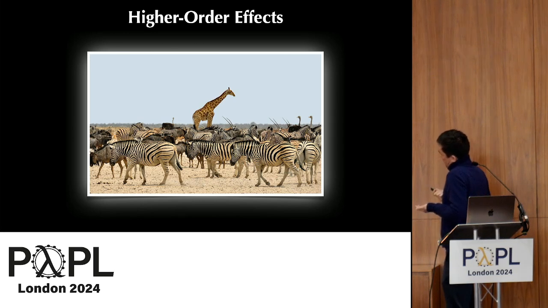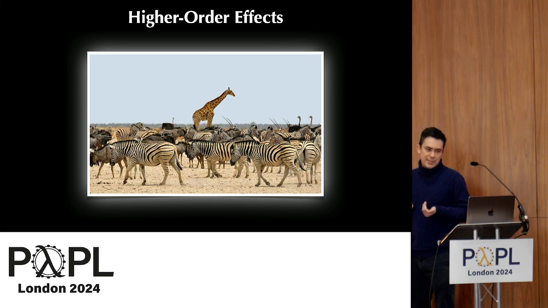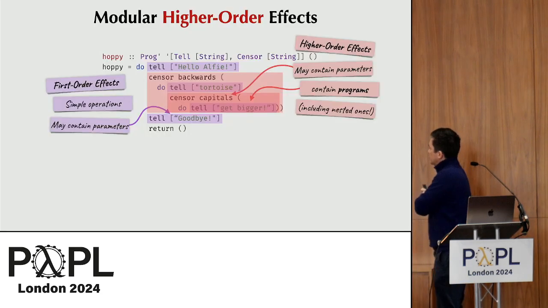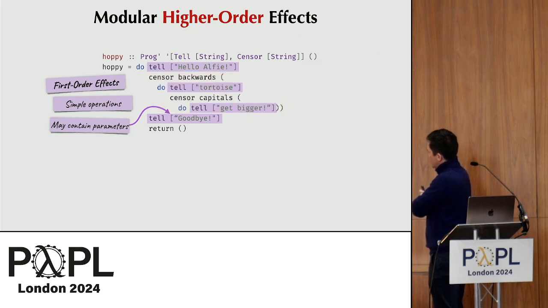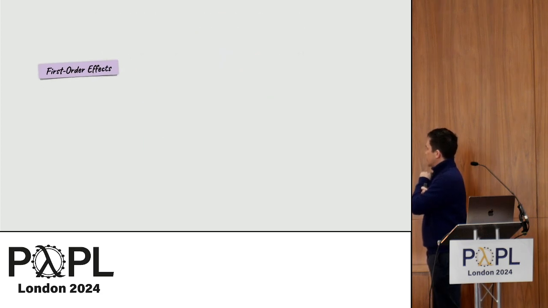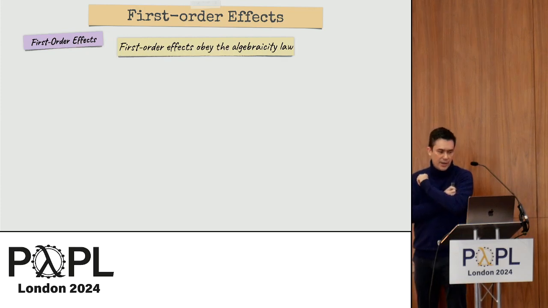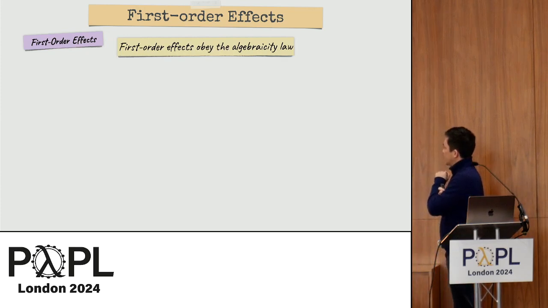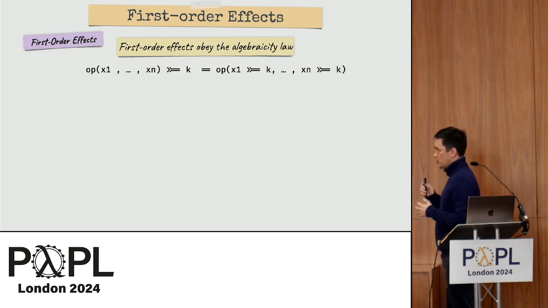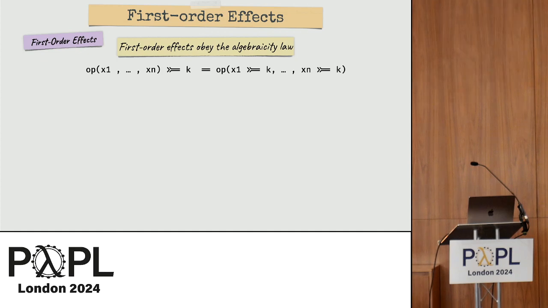So now it's the last part of the talk where I want to talk about higher order effects. What I want to distinguish are the first order effects, which are the simple operations that may contain parameters. The first order effects are really the first ones that were studied by Plotkin and Power, and they obey the algebraicity law. The algebraicity law says something like this. If you have an operation with n parameters, and you can think of these parameters as programs or continuations, and then you continue with some continuation k, then that's the same as adding that continuation k to the end of each of these programs.